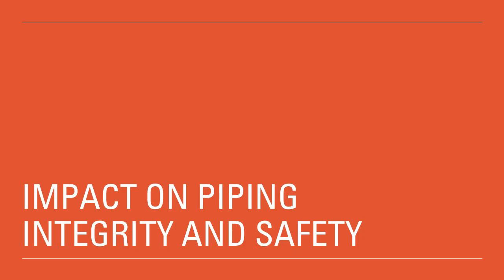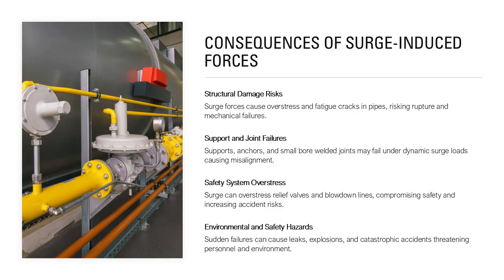Consequences of surge-induced forces, impact on piping integrity and safety. Surge-induced forces can have devastating effects on piping systems. The sudden pressure spikes and dynamic loads can cause overstress in pipe walls, leading to fatigue cracks and eventual rupture. Supports and anchors may fail under the excessive loads, resulting in misalignment and further mechanical damage. Small bore connections and welded joints are particularly vulnerable due to their lower fatigue resistance.